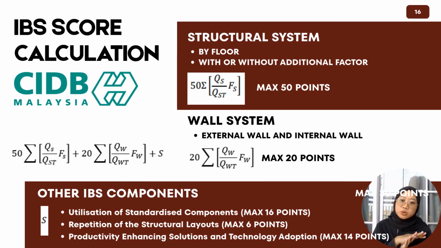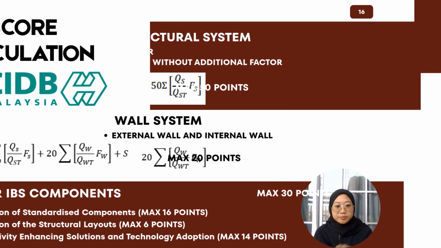So I will proceed to the IBS score calculation, which has three parts. Part one, structural system. Second part is wall system, and the third part is other IBS components. So this is the formula that we use for part one, part two, and also part three for the other IBS components. So we go through part one, which is the structural system.